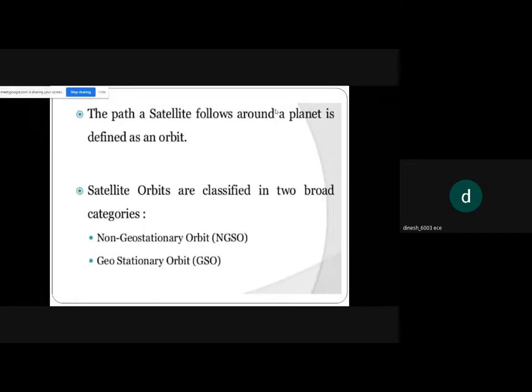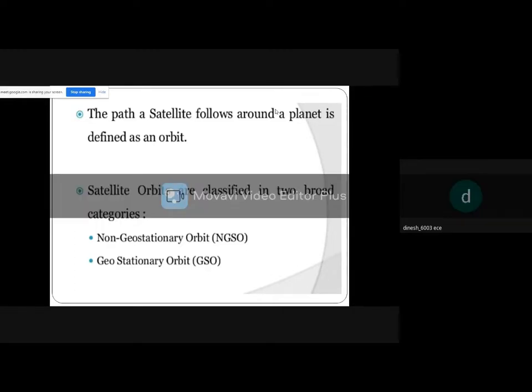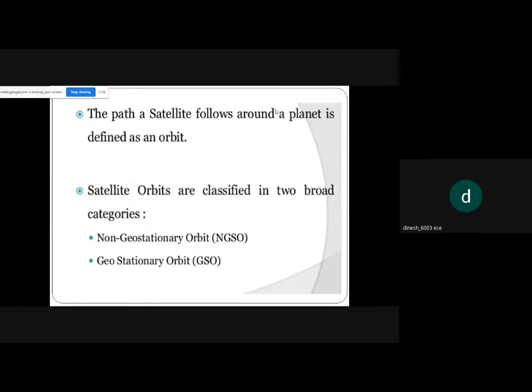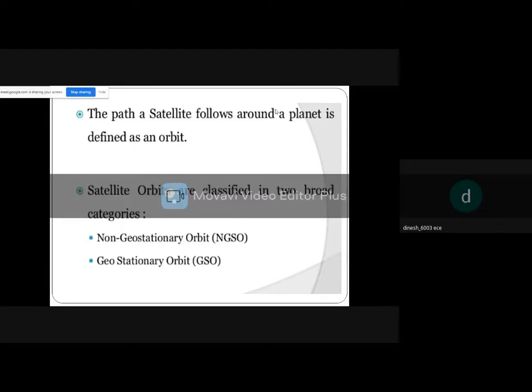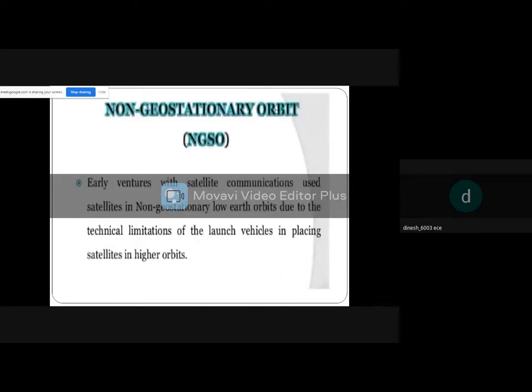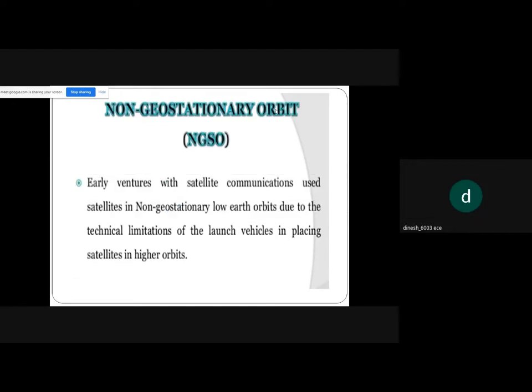So the path of a satellite always follows around a planet. The planet is our Earth, and the path is defined as an orbit, as you had seen in yesterday's class. And these orbits are classified into two broad categories. One is non-geostationary orbit. Another one is geostationary orbit. So we'll see what geostationary is. As somebody asked in yesterday's class, what is geo, right? So first I'll discuss the non-geo.